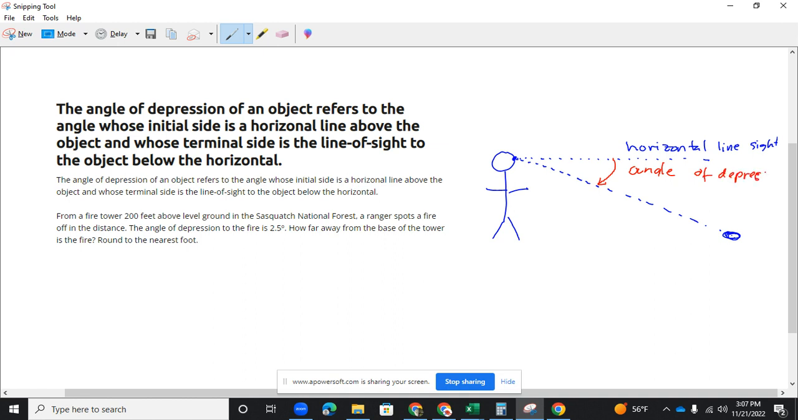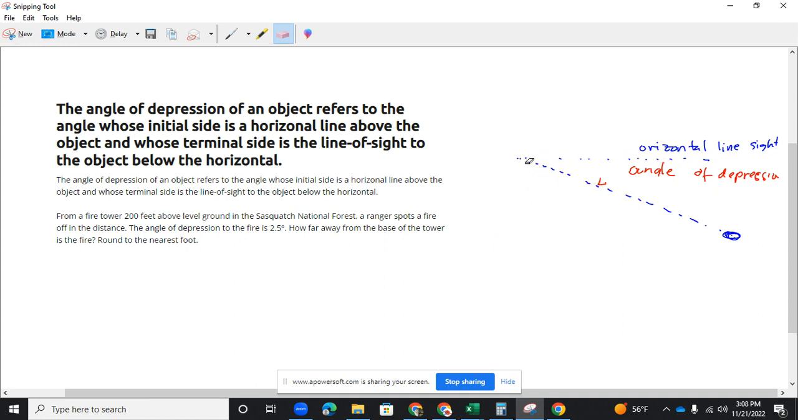So basically, in this line, it says, whose initial side is the horizontal line. That's the horizontal line, that's the initial side. And whose terminal side is the line of sight. In an angle, you always have two sides, right? So basically, he's looking this way and then rotates his line of sight down. That's why it's called angle of depression. Now let's move on to the actual problem.